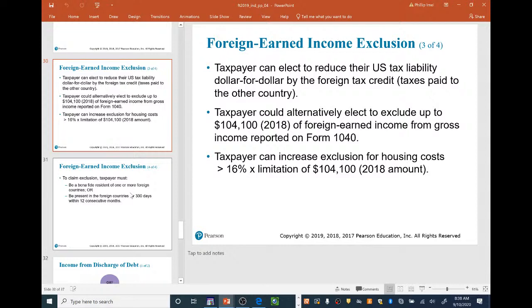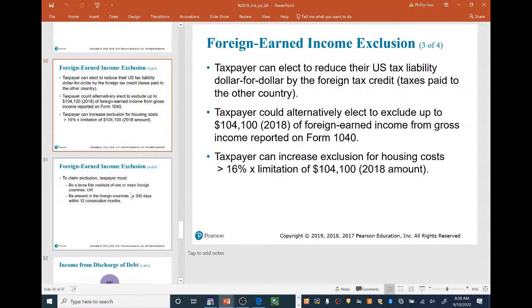Now, it's important to note that both spouses may take the exclusion on a joint return, assuming that both spouses have sufficient foreign earned income. Taxpayers changing from the exclusion method to the credit method may not elect the exclusion method again for 5 years without IRS approval. So you can't just go back and forth. Once you make the change, you have to have the approval of the IRS to do so.